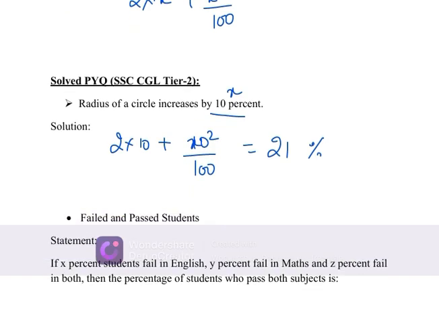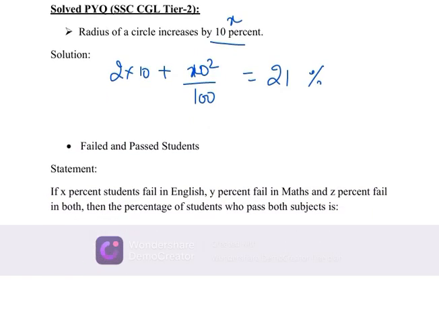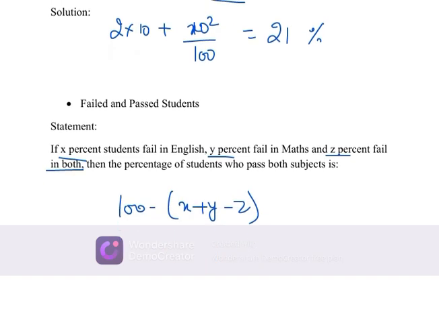Next, we are going to discuss the topic of passing marks. Suppose x% students fail in English, y% fail in math, z% fail in both, then what is the percentage of students who pass both subjects? You must have encountered this type of question repeatedly in many exams. You don't need to find the percentage separately. Simply apply the formula 100 minus (x plus y minus z). Simple formula. This will give you the direct result. Let's see an application based question.